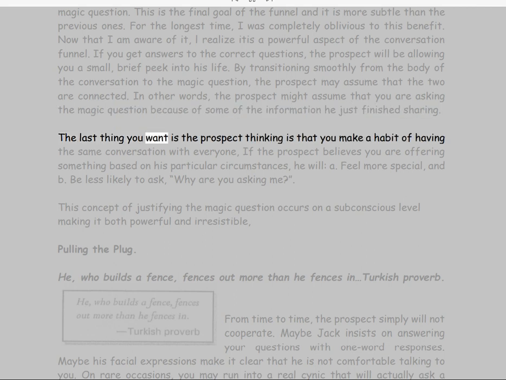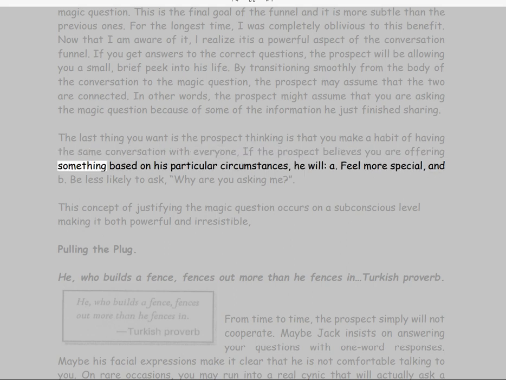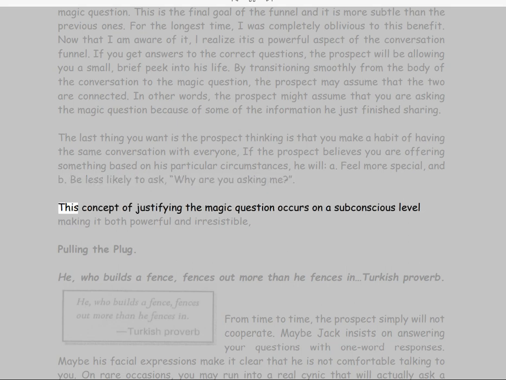The last thing you want is the prospect thinking that you make a habit of having the same conversation with everyone. If the prospect believes you are offering something based on his particular circumstances, he will feel more special, and be less likely to ask, why are you asking me? This concept of justifying the magic question occurs on a subconscious level, making it both powerful and irresistible.